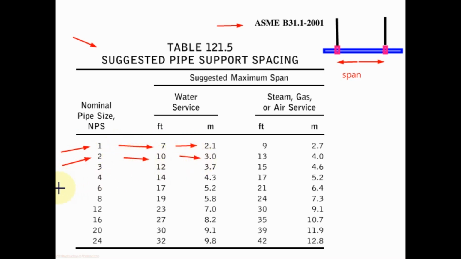In the same way, for 4 inch diameter pipe, 14 feet or 4.3 meter. For 6 inch diameter pipe, you can have a span of 17 feet or 5.2 meter. In the same way, as the pipe size increases, the span increases. For 24 inch diameter pipe, you can have a span of 30 feet or 9.8 meter.